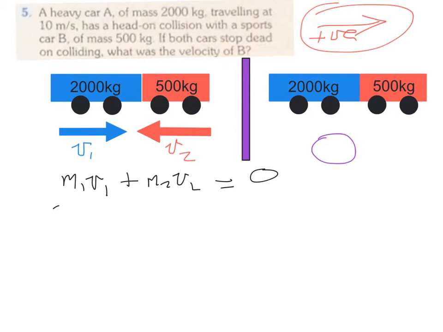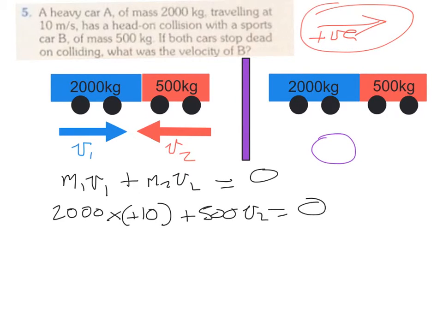And putting numbers into that, we have 2000 times plus 10 for the velocity going to the right, added to 500 v2 for the velocity of the other one, is going to be equal to nothing, because there's no momentum on the right hand side here because they're both stopped. So that gives us 20,000 plus 500 v2 equals 0.